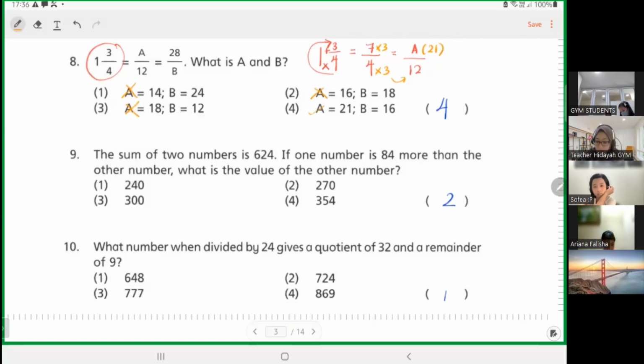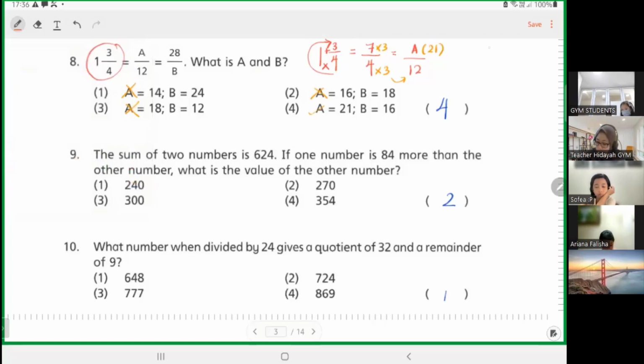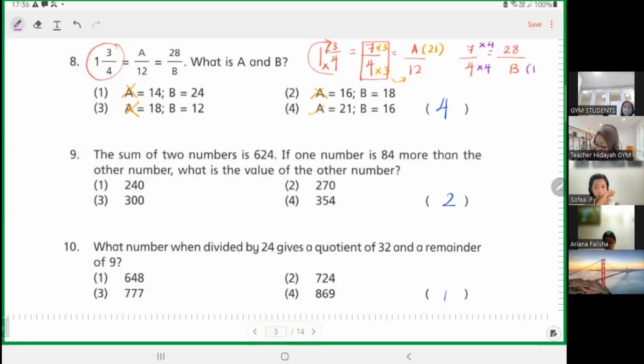Okay, let's check. Now, the next fraction is 28/B. But is there any way 21 can become 28? Cannot, right? So it's okay. What you can do is reuse our original fraction, my 7 out of 4. Now, can 7 become 28? Can, right? By multiplying it by 4. Here also multiply by 4, so here becomes 16. So this is it. Answer is number 4, right?